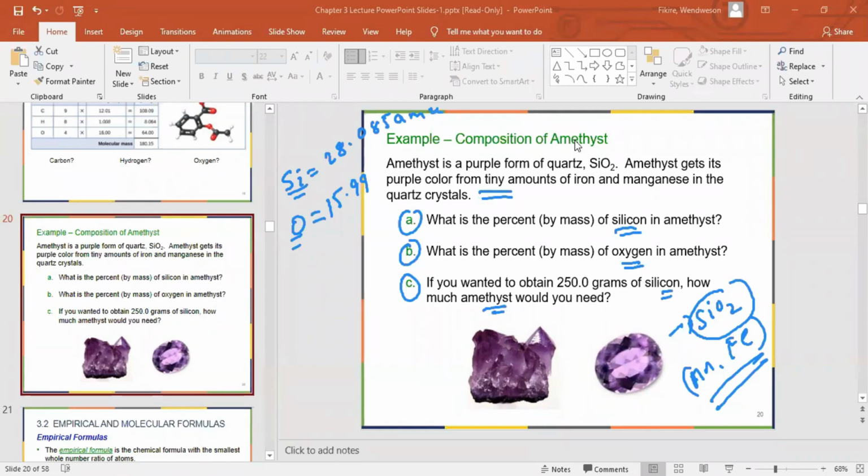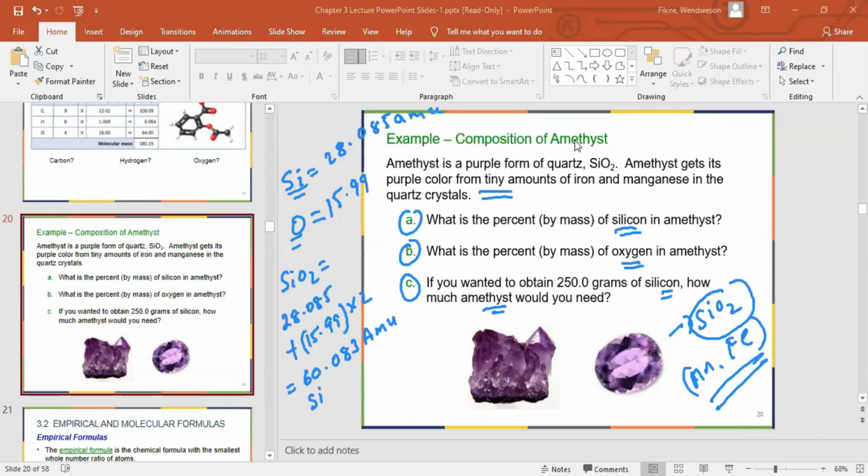First we have to determine the molar mass. To do that, we multiply oxygen times 2 because we have 2 oxygen atoms. So we'll have our 28.085 for the silicon plus 15.999 times 2 for the oxygen. So our total molar mass is 60.083 amu.